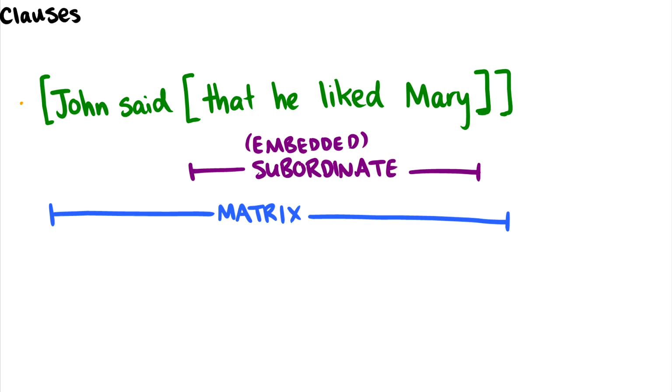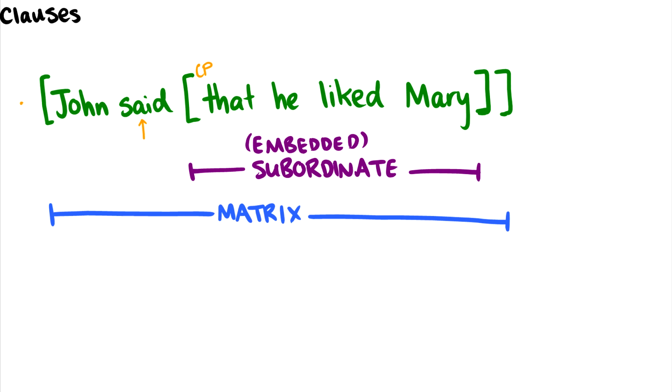Okay, we have a matrix clause, which contains the main verb as well as pretty much everything in the sentence. So our biggest clause is our matrix clause. John said that he liked Mary. And then within the matrix clause, we have a subordinate clause or an embedded clause. That he liked Mary is a CP that is within the matrix clause. Therefore, it is embedded or subordinate.